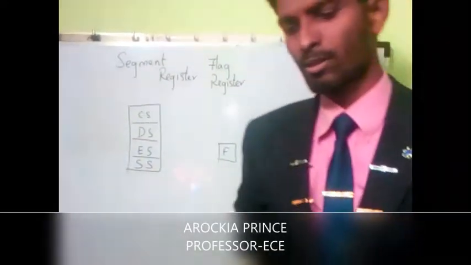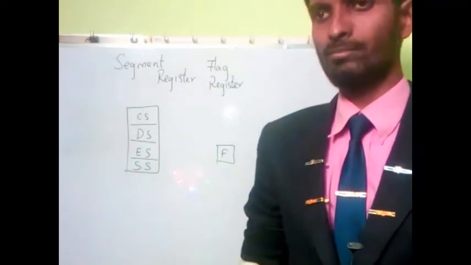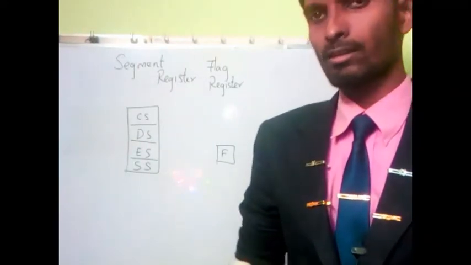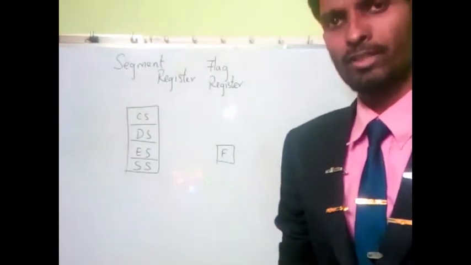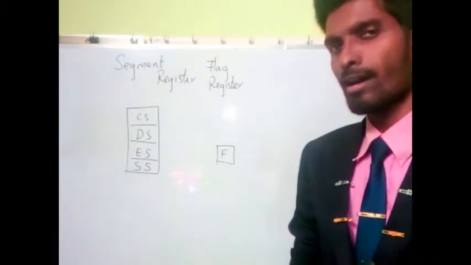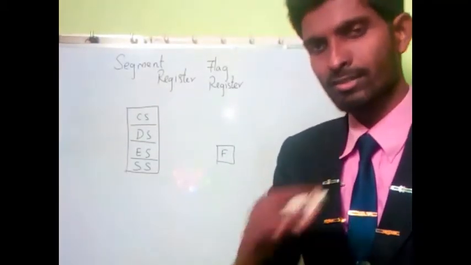Already we have seen a little about the introduction of a microprocessor. I just explained about a microprocessor, and finally we came up to the segment register. In the first class we saw the general purpose registers, and now we have to see the segment register. Segment means what?